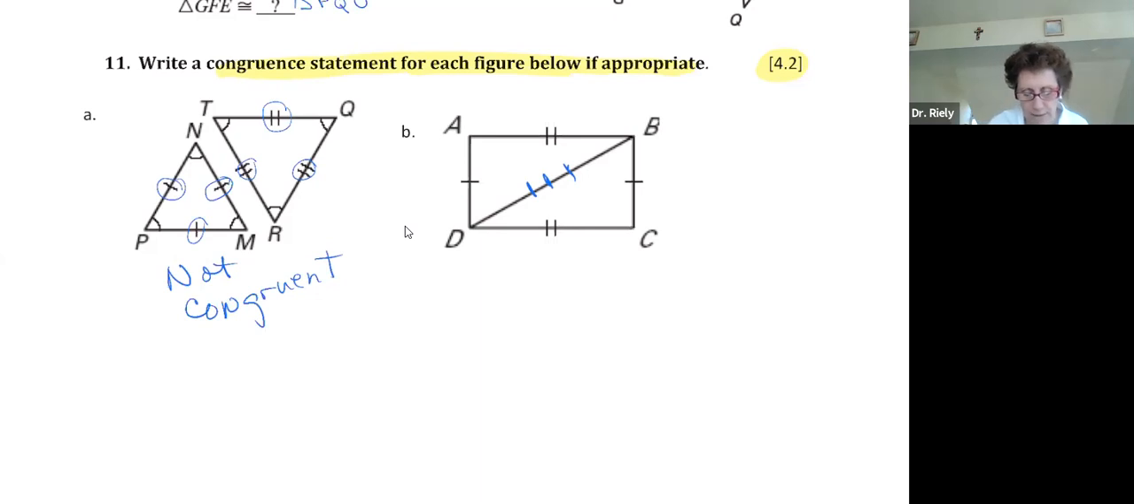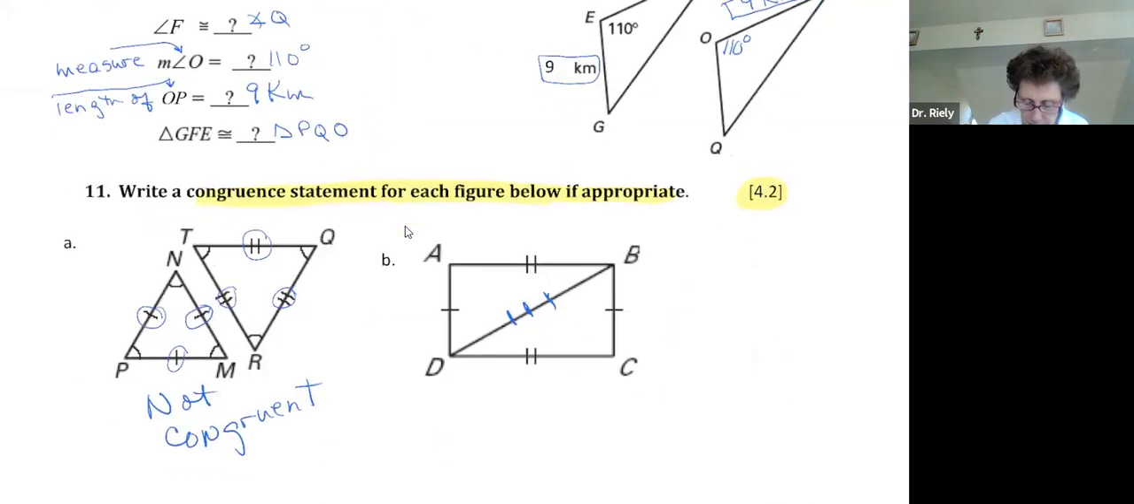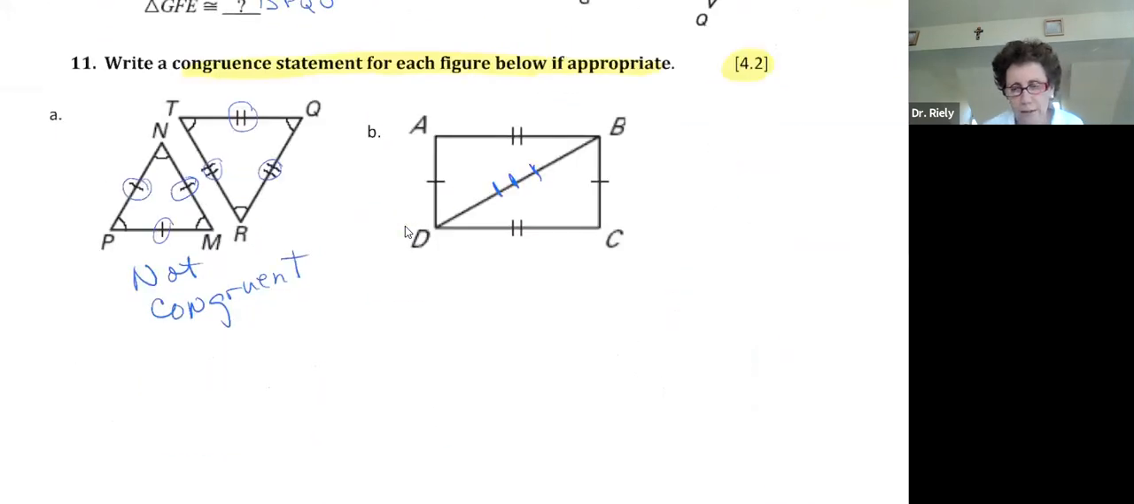That's not a congruency statement, okay? This is a congruency statement. So I need that kind of statement. So what two triangles are you going to put congruent? What letters are you going to use?